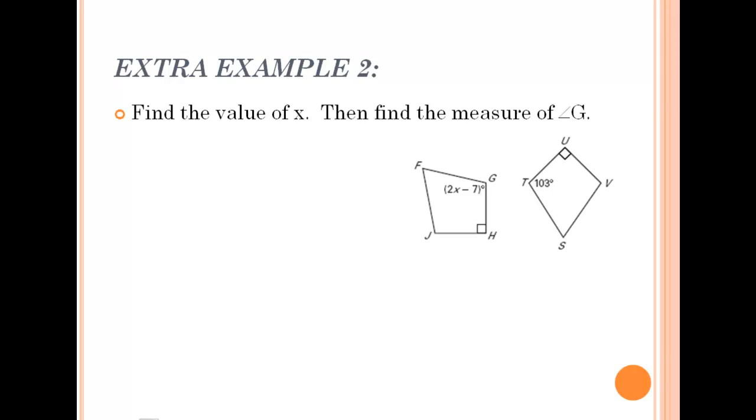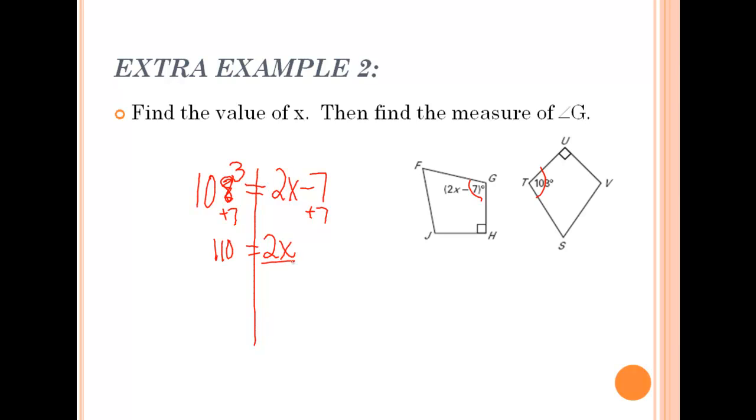All right, welcome back. It says find the value of x, then find the measure of angle G. Well, we know angle G and angle T are congruent. So we can say 103 equals 2x minus 7. I'll add 7 to both sides. So I have 110 equals 2x, divided both by 2, and x equals 55.